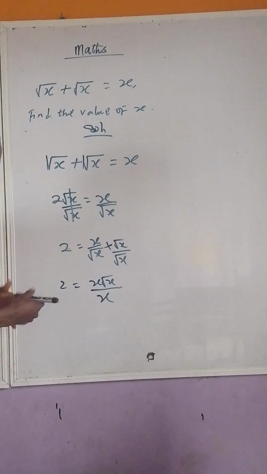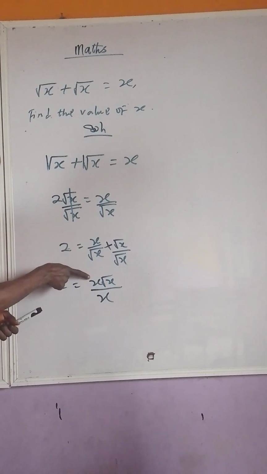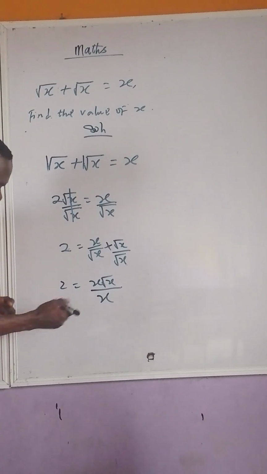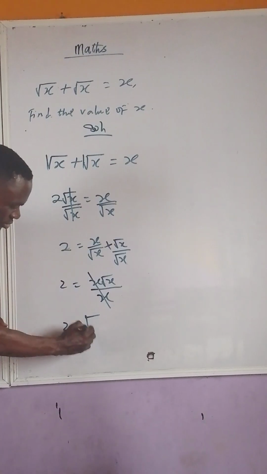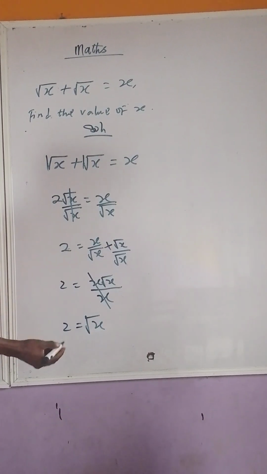Okay. So now what next? We can now start dividing it. Because this one is similar to what you have here, you can cancel them out. So we only have 2 equals root x. Right?